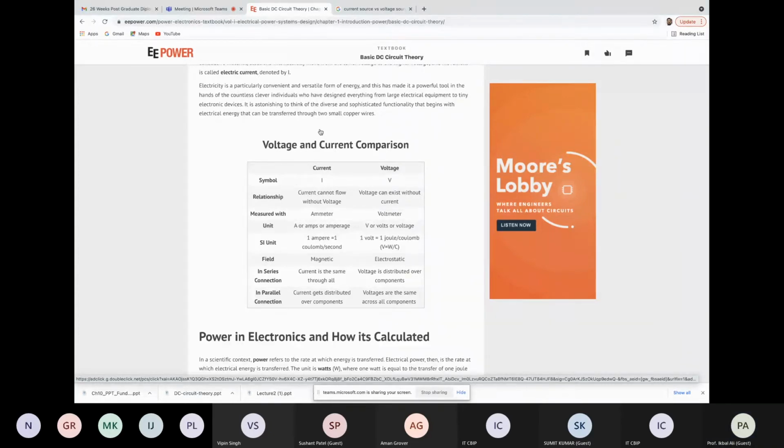Symbols: A is used for amperes, or you can write AMPS, or in full form amperage. Likewise, V for voltage, it is generally written as volts. All right.